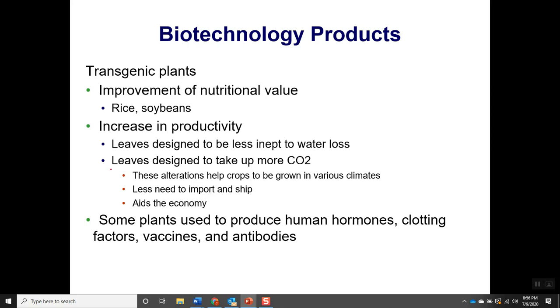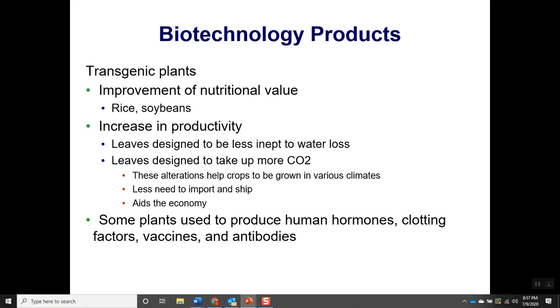We can also increase productivity in plants by designing them to take up more carbon dioxide, which is a necessity for plants. Now, that also enables plants to be grown in various climates. So we can grow crops in arid communities that are very dry, like in the desert. If we have plants that have been genetically modified to where their leaves are taking up more carbon dioxide and preventing water loss, we can grow plants in drier climates than we previously could. So that means we have less need to import, less need to ship. It aids the economy that way. We can grow things in America and not have to import them from wherever they were previously grown.